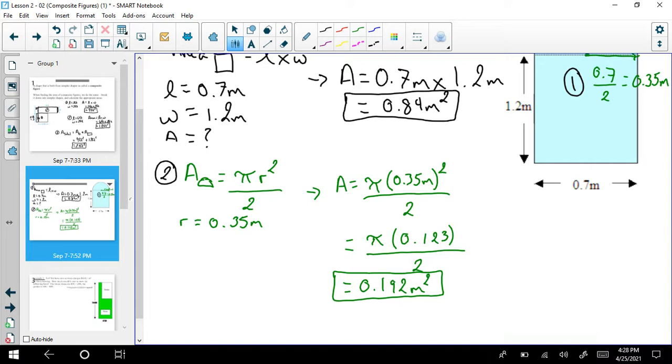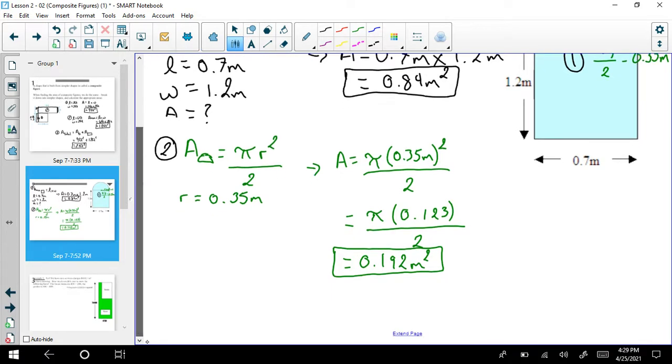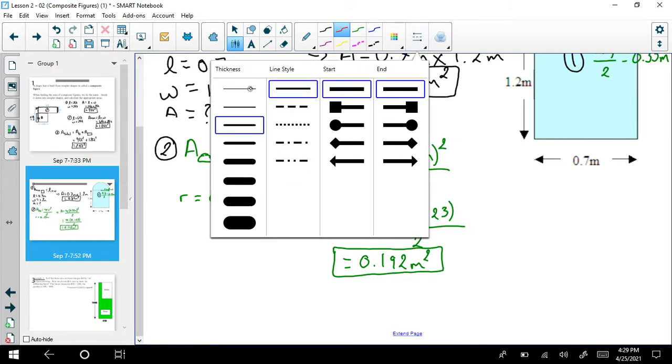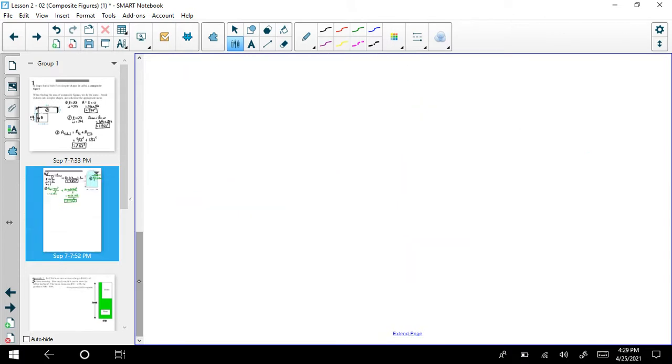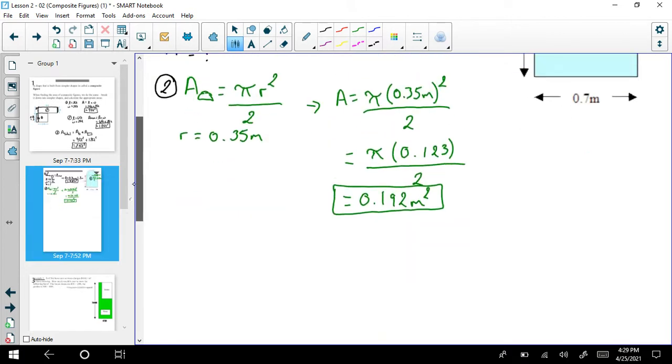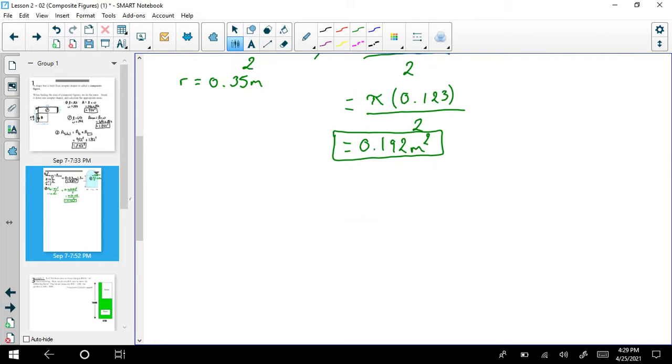Perfect. Okay. So I've done my step 1. I broke my figure apart into different shapes that I know how to work with. I found the area of both of my shapes. Now what I have to do is add these two together to get the total area of this funny looking figure. So let me go back to that and extend the page. That was a lot. So my step 3 is to add them together.